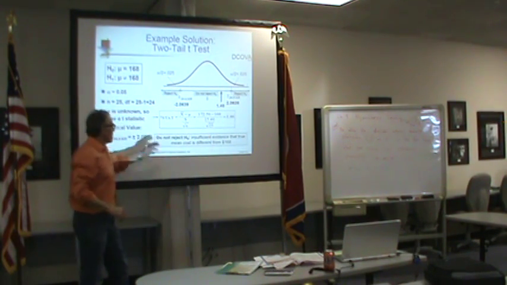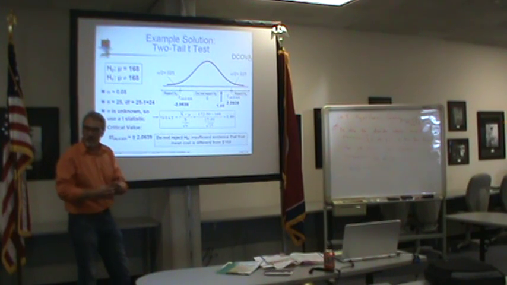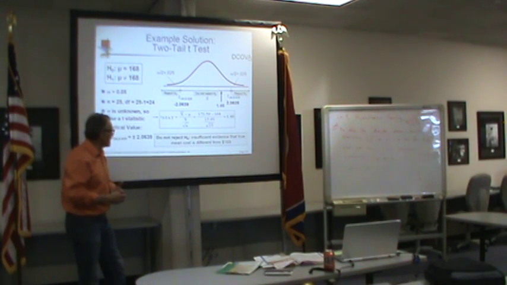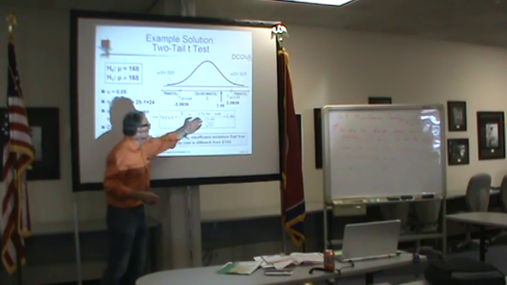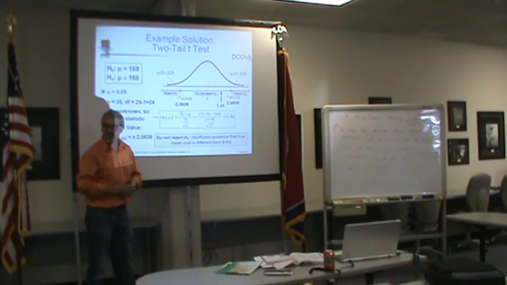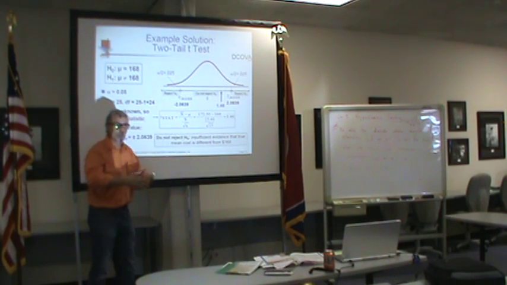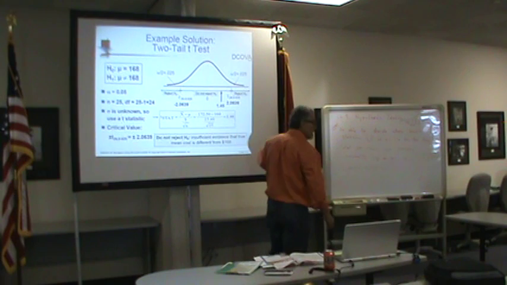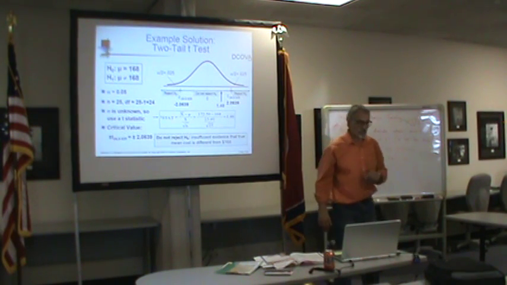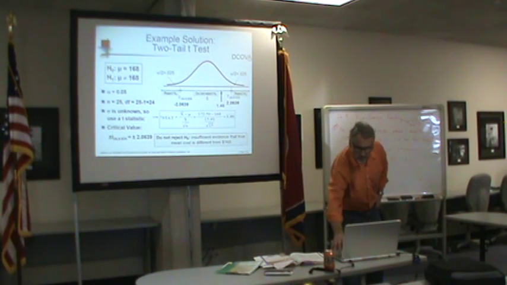So do not reject it. There's insufficient evidence to think that the true mean cost is different from 168, even though we had a mean of 172.5. That's still there. So statistically, we've got a way to state this. We're 95% confident, because we had alpha as 5%, that our conclusion is correct.